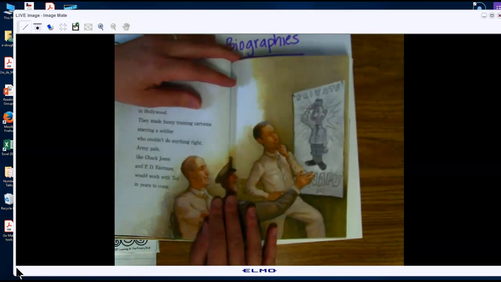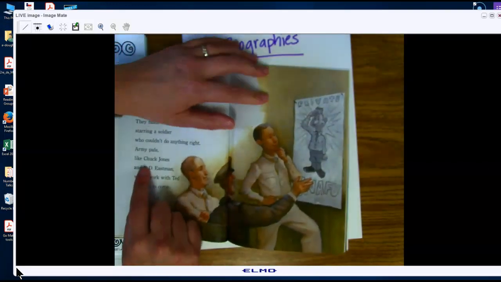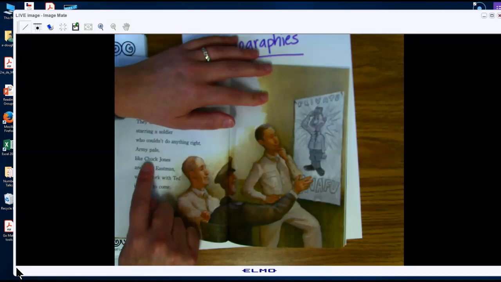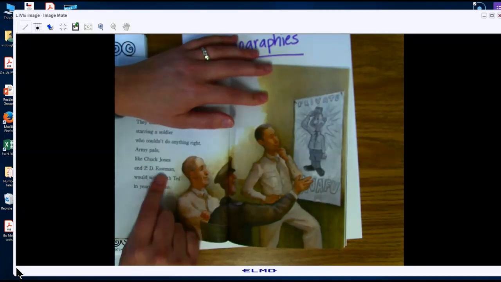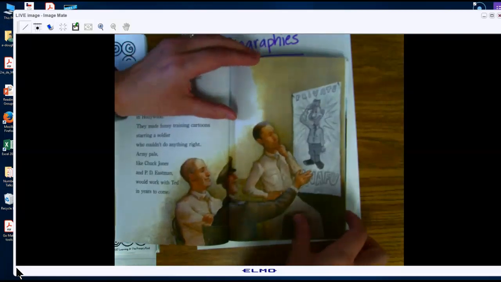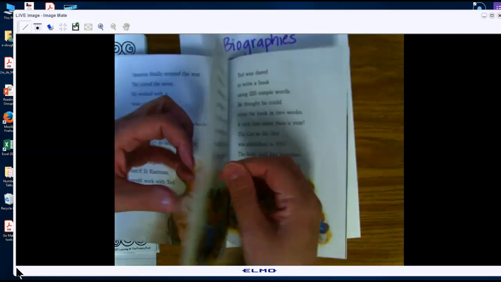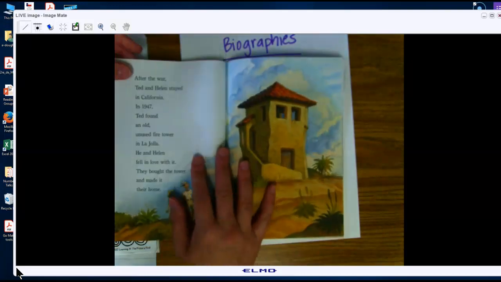So whenever we read some of Dr. Seuss's books next week, or some books that were written by his company, you'll see some of the books are by Chuck Jones, and some of them are by Petey Eastman. So Are You My Mother? Or that one is by Petey Eastman. So we'll look at the authors. We'll see those names again.